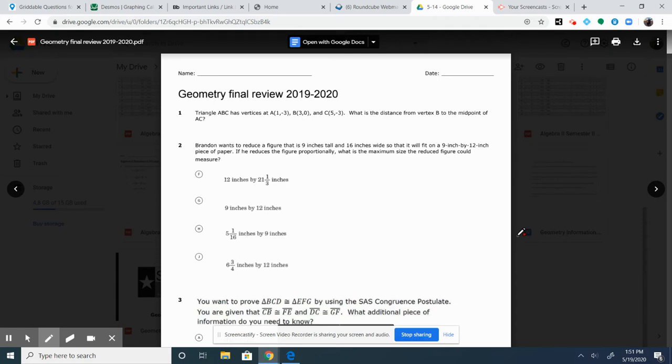But anyways, we're going to start with number 1, where it says triangle ABC has vertices at A, B, C with the coordinates. So what is the distance from vertex B to the midpoint of AC? If we were to graph this, it would look something like this, where A is right here, C is right here, and B is right here.